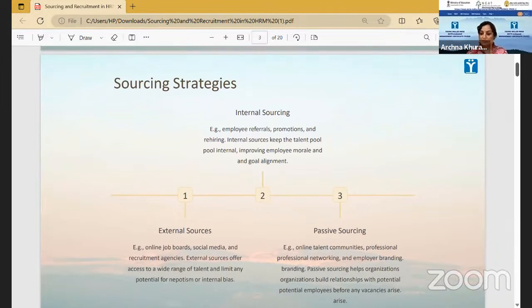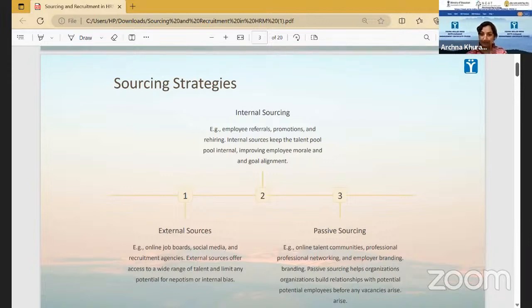So number one is external sources, which we all know. Most of you already talked about job boards, social media, recruitment agencies. All these become external sources where you can really find fresh energy, fresh air, fresh blood who can join the organization. There are no references, there is no nepotism. You can see there are no biases of internal people, that these are the only good people in my organization and I'm going to promote them. So external sources really take care of that.